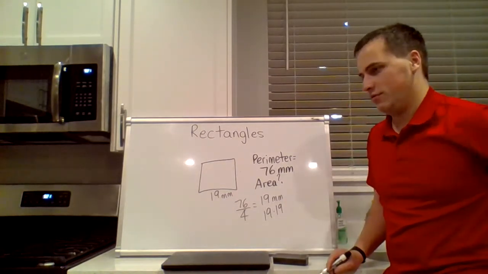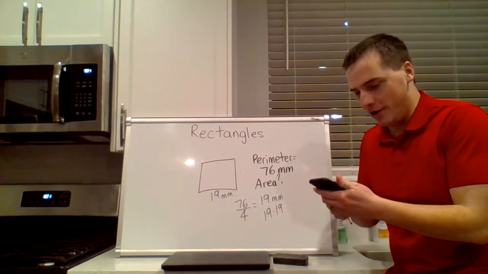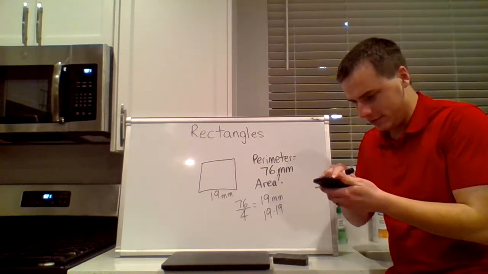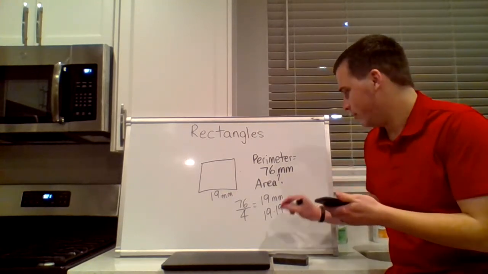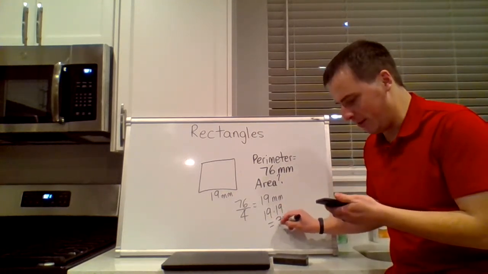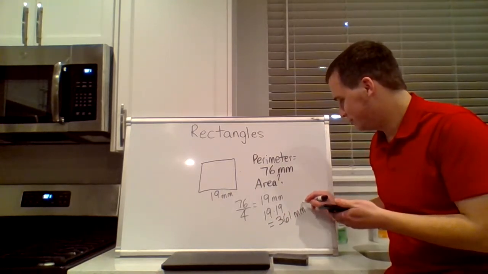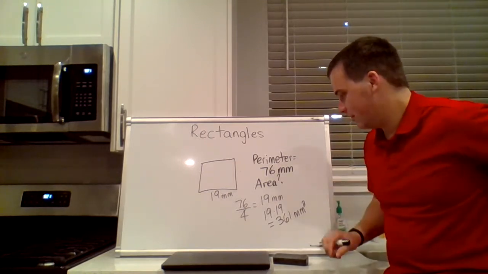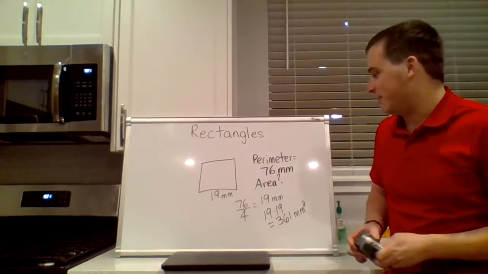Which, well, calculators, let's go, let's find out. Nineteen times 19 equals 361 square millimeters. Who knew? Right? Okay. Yes, it turns out I am not a human calculator despite what my students think.